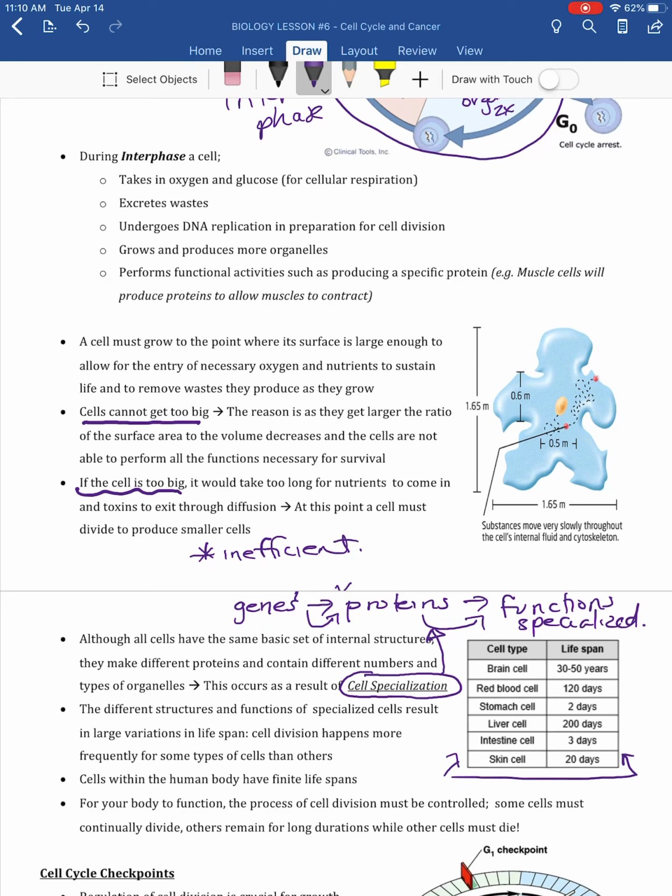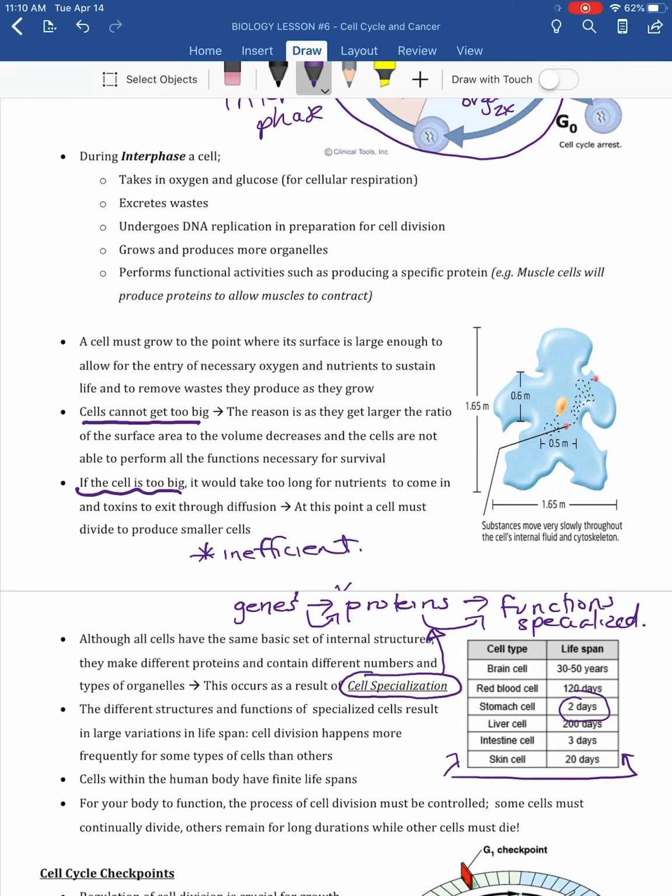And that makes sense because think about, not the intestine, the stomach cell. Think about the environment of the stomach. It's got acid in there to digest your food, right? So the stomach cells aren't going to make it too long because they're constantly being bathed in hydrochloric acid. So they're only sticking around for 2 days.